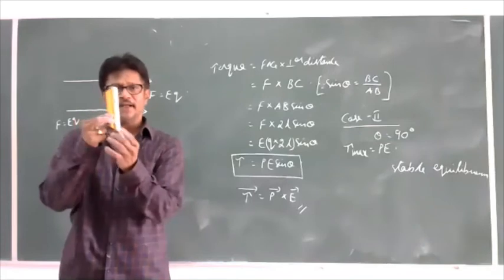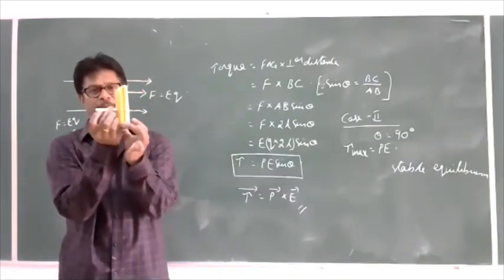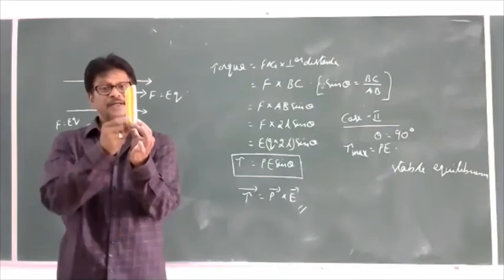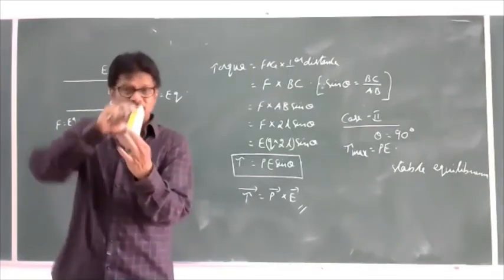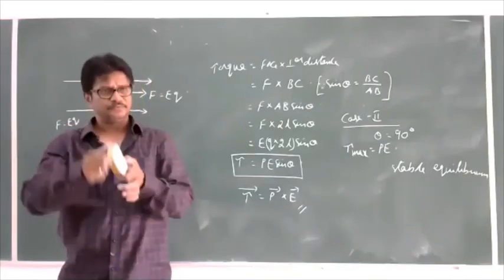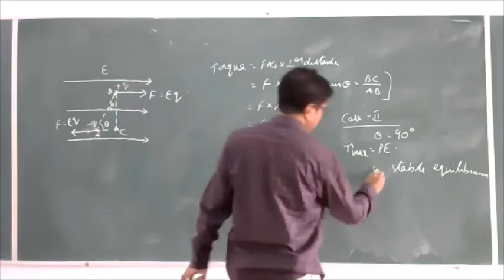So whenever an electric dipole is placed perpendicular to an electric field, it will experience a maximum torque. Because of the maximum torque, it always tries to rotate. So that condition we call an unstable equilibrium.